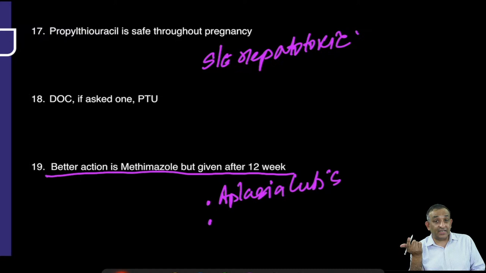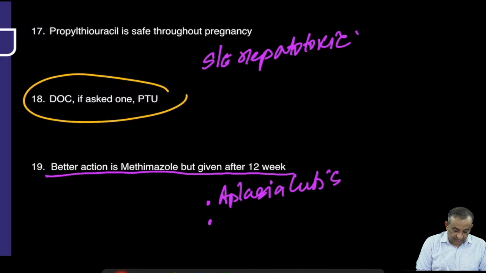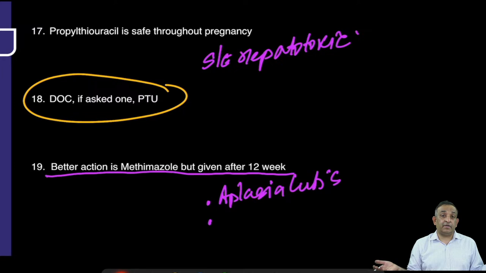So now, if they ask you one drug which you can say is the drug of choice for hyperthyroidism in pregnancy, then you'll have to choose between propylthiouracil and methimazole. And even if you know that methimazole is better than propylthiouracil, you will have to choose propylthiouracil because it can be safely given in the first trimester, if they ask you one drug. Otherwise, the best plan is first trimester propylthiouracil, and after 12 weeks, switch over to methimazole or carbimazole, right?